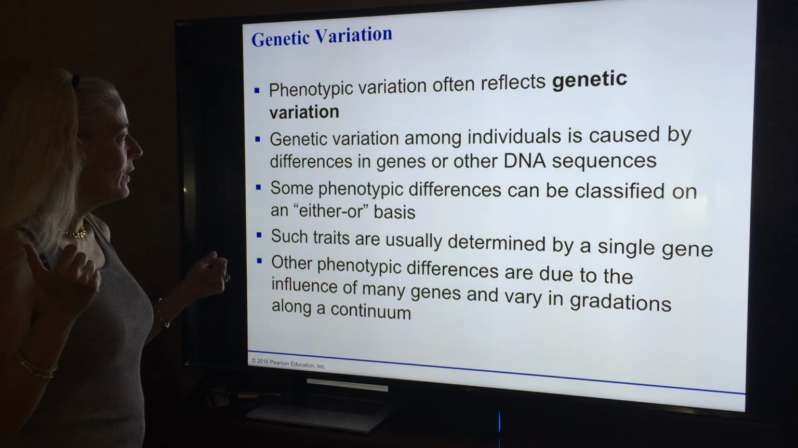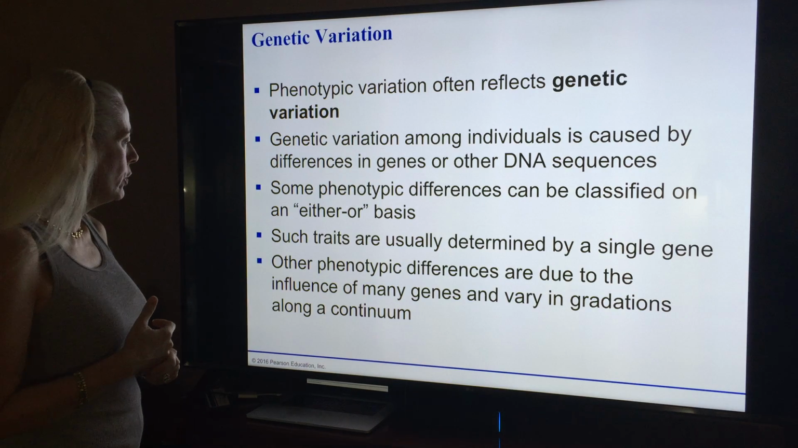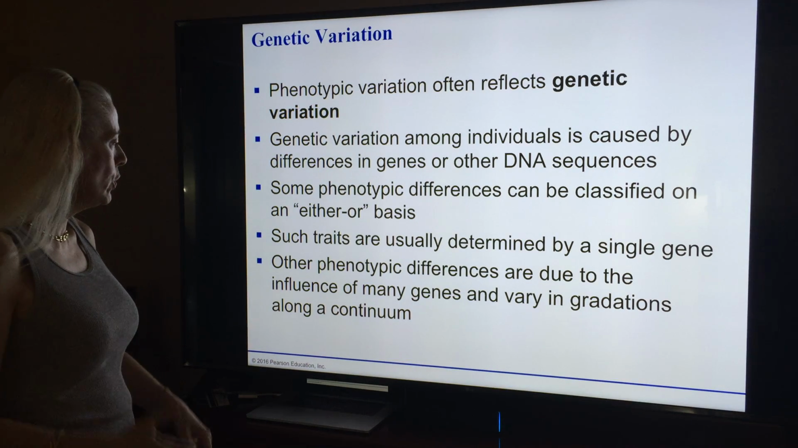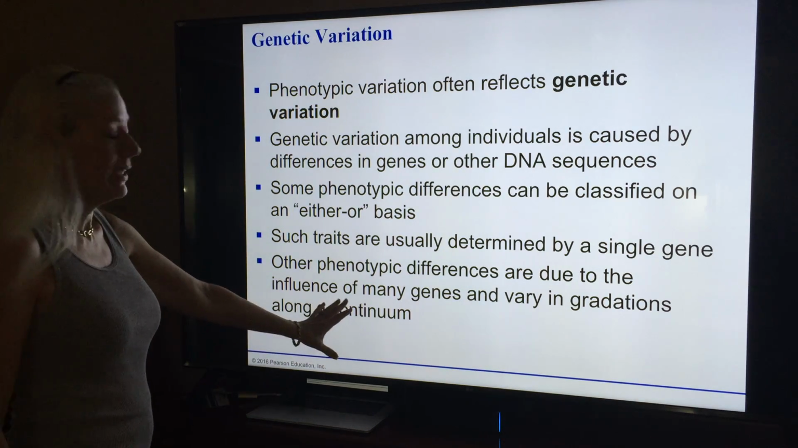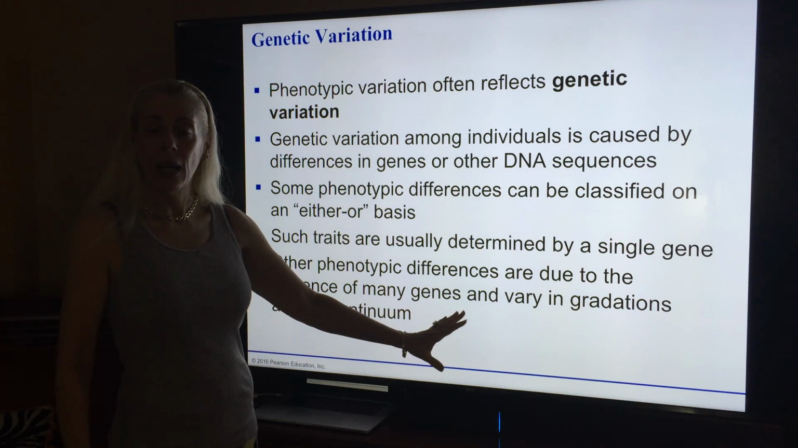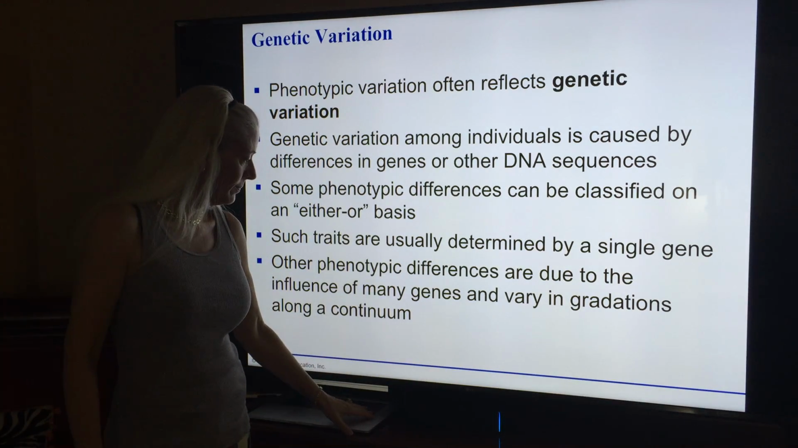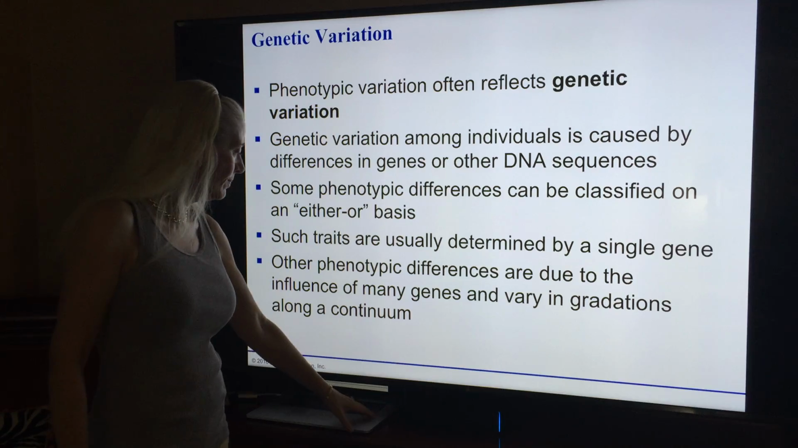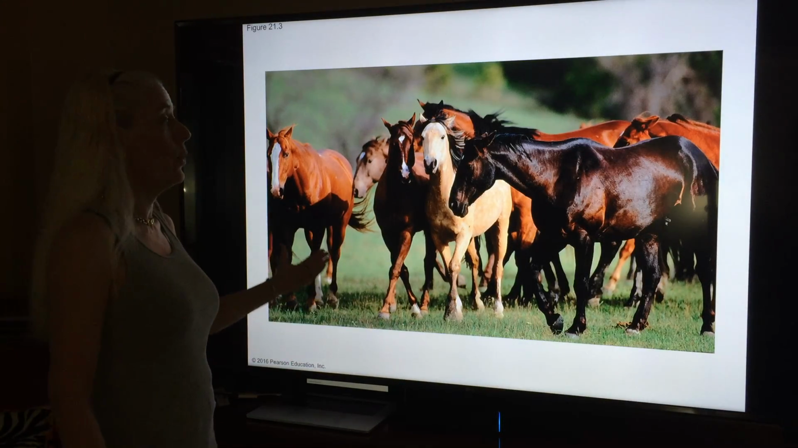Some phenotypic differences can be classified as either-or. They're usually determined by a single gene. Other phenotypic differences are due to the influence of many genes and varying gradations along a continuum. We talked about that with epigenetics. We talked about that with skin coloration. And there are a bunch of different horses, in case you didn't know what a horse looked like.